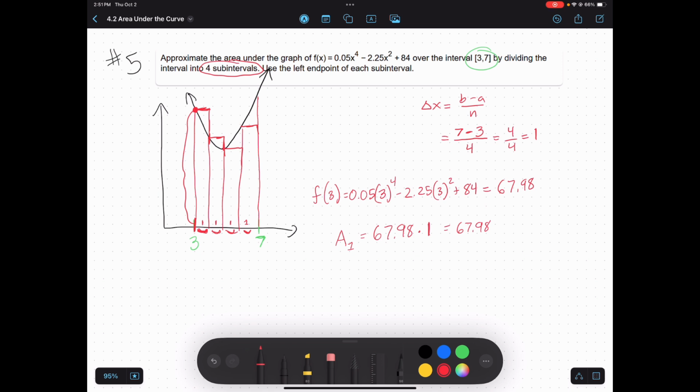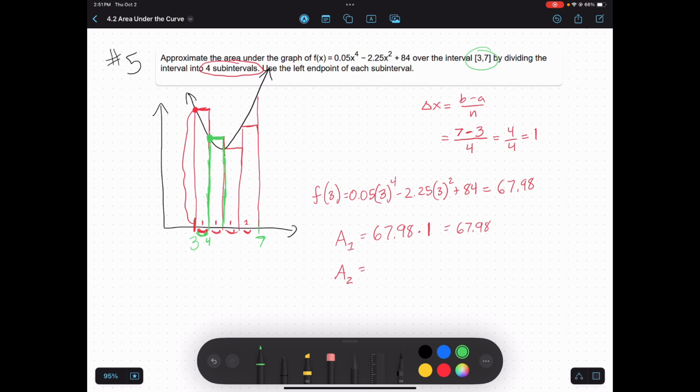Okay, that one wasn't too bad. Let's move on to the second rectangle. For the second rectangle, of course, I'm using this x value to figure out what y value I want to use to figure out the height of the rectangle. Well, what x value is that? That's not the starting x value, that's not 3, and that's not my ending x value of 7. Well, remember, the width of each rectangle is 1. So if I just move 1 to the right, I end up at the x value of 4, and that's the x value that I'm going to be using.